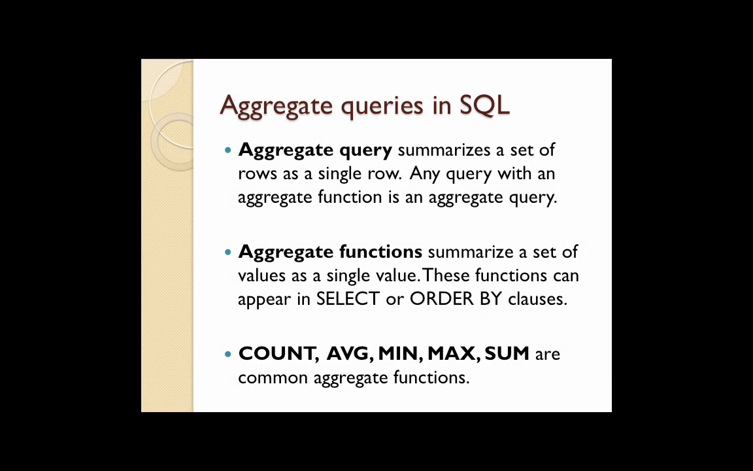In review, an aggregate query is used to summarize a set of rows as a single row. These queries use aggregate functions. Aggregate functions accept a set of values and emit a single value. They appear only in the select or order by clauses. Count, average, min, max, and sum are all examples of aggregate functions.